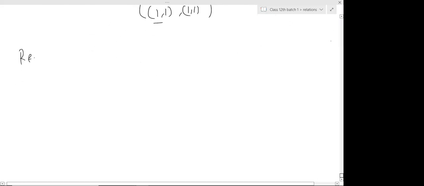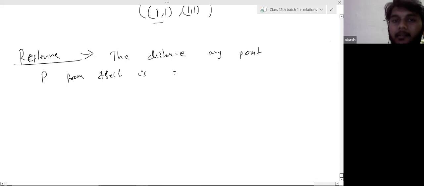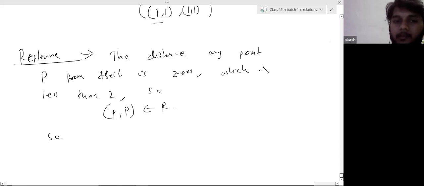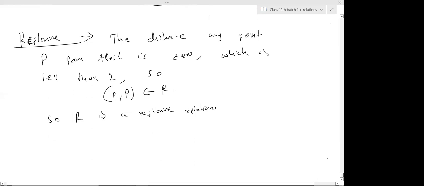So how can we prove? So we can let a point (p,p). Then this shows that p is p. The distance between p and itself is 0. So it is reflexive. Absolutely. We can say from the start that the distance between any point P from itself is 0, which is less than 2. So (P,P) will belong to R. So R is a reflexive relation. Is this clear, everyone? Yes, sir. This is the way to prove this to be reflexive. Shikhani? Yes, sir. Understood.